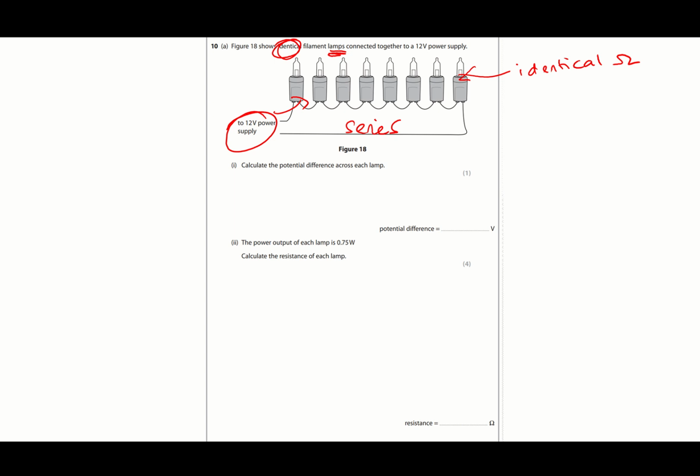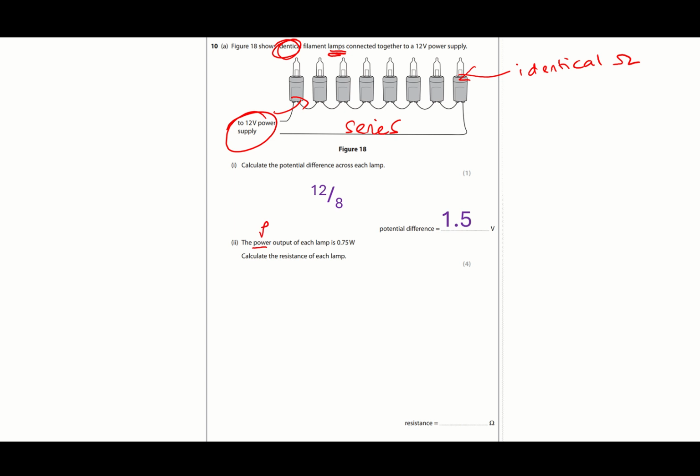Well, we know that 12 volts is going to be shared with all those things. So you just count all of those things. So 12 divided by 8 beautiful things equals 1.5 volts. Easy, done. So the next part is the power output of each.